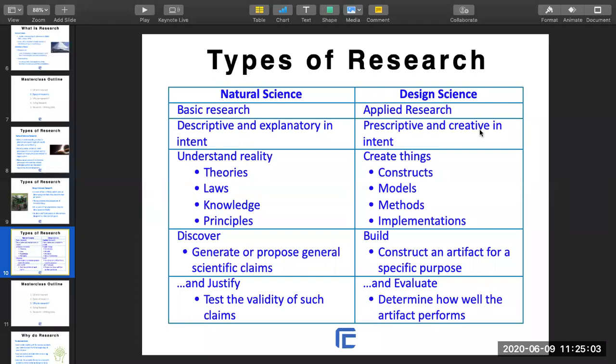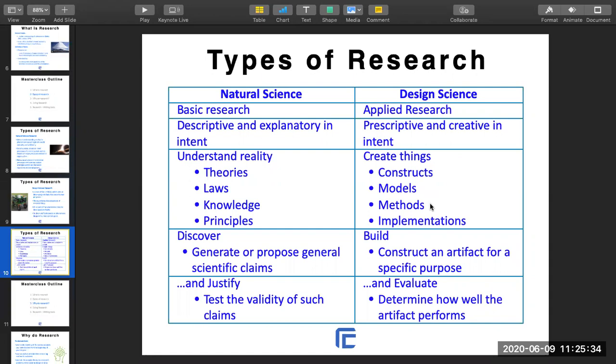So that's the prescription. And the creative part is that you are developing a new artifact to solve the problem. So the main focus is on creating things. Things like constructs. A construct is a variable, like value, like any word that measures something. Then models: when you put various constructs together with relationships, you have a model. A method is a way of doing something.